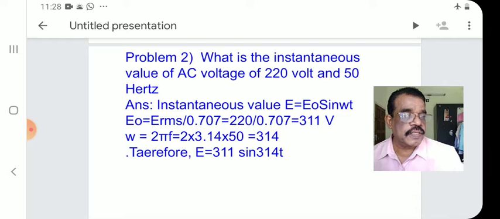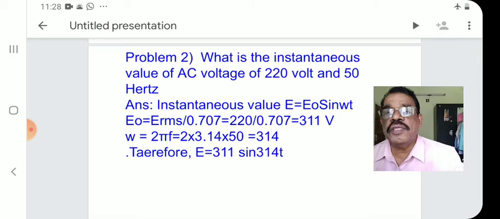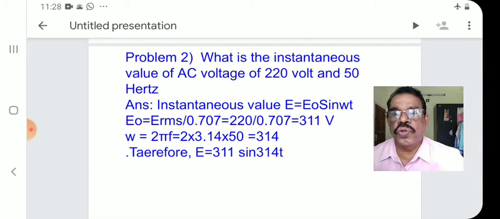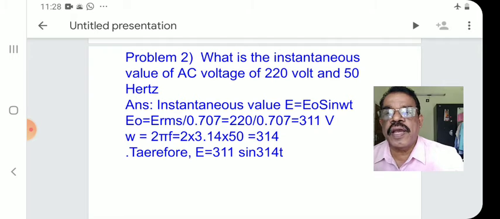E is instantaneous, E0 is the peak value, and here an RMS value is given. How will you write this instantaneous voltage? The instantaneous voltage representation is E = E0 sin omega t. E0 is E_RMS divided by 0.707. We studied this formula in the above problem also. We have seen 220 by 0.707 gives 311 volt.